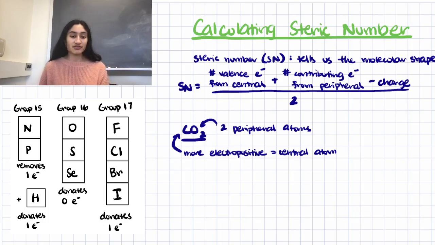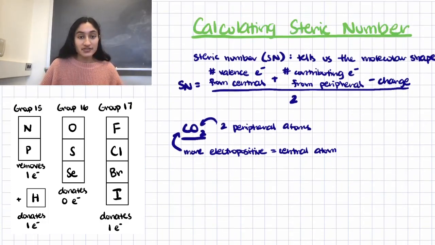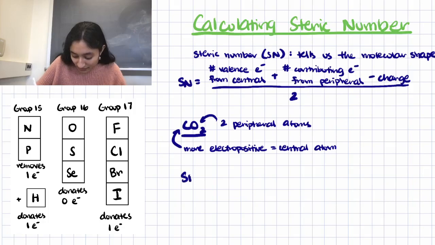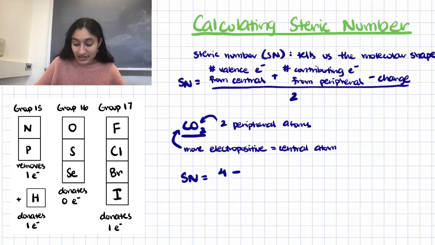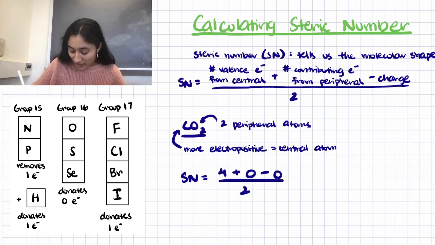Now let's use this information to calculate the steric number of CO2. The first part is the number of valence electrons from the central atom. Carbon is our central atom, and it has 4 valence electrons, plus the number of contributing electrons from the peripheral atoms. Our peripheral atoms are oxygens, which are in group 16 and donate 0 electrons, so we're going to add 0. The charge of this molecule is 0 as well, so we subtract 0, divide this by 2, and we get a steric number of 2.